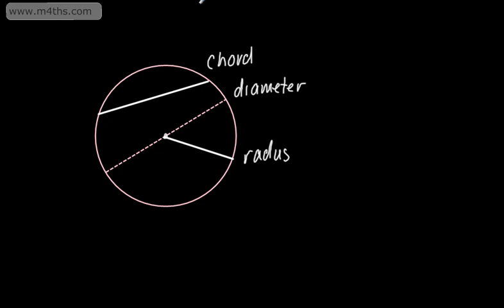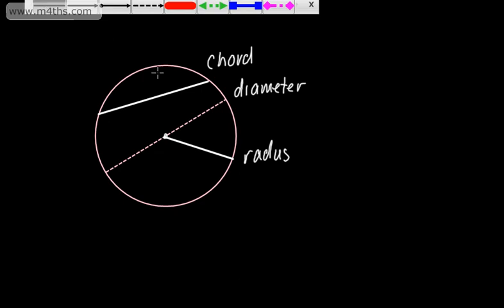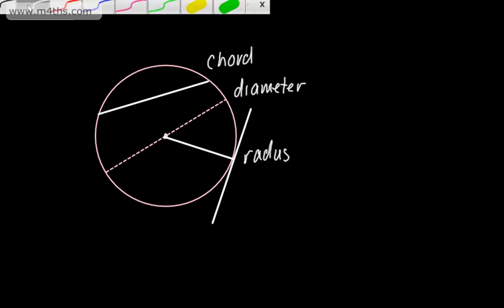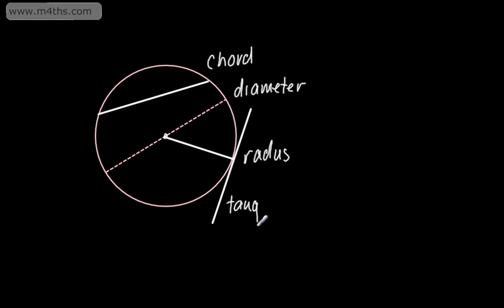I'm now going to draw on a tangent. A tangent is a line that touches the circle. So this is a tangent. So let's go ahead and write that on. So this one is a tangent. When we have a tangent and a radius, which we'll look at in later videos, we have a 90-degree right angle. So the radius and the tangent meet at 90-degree right angles.